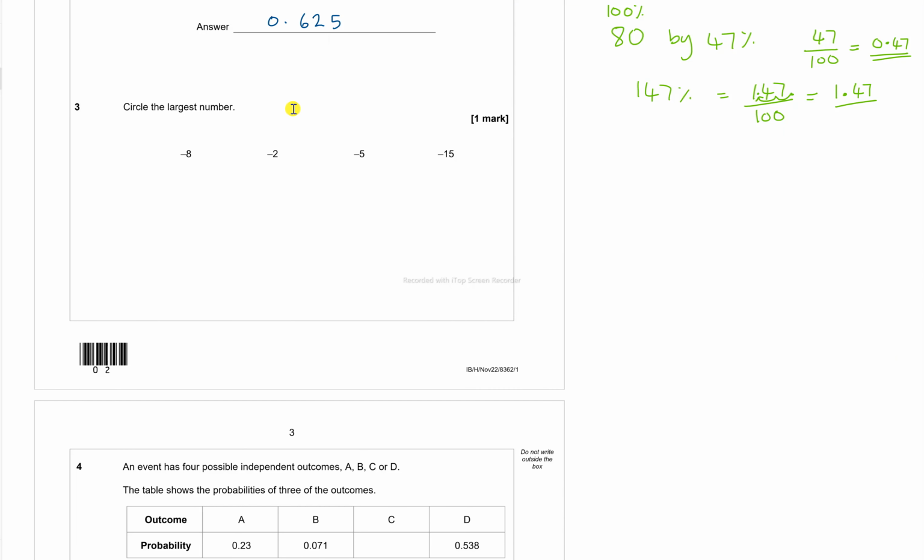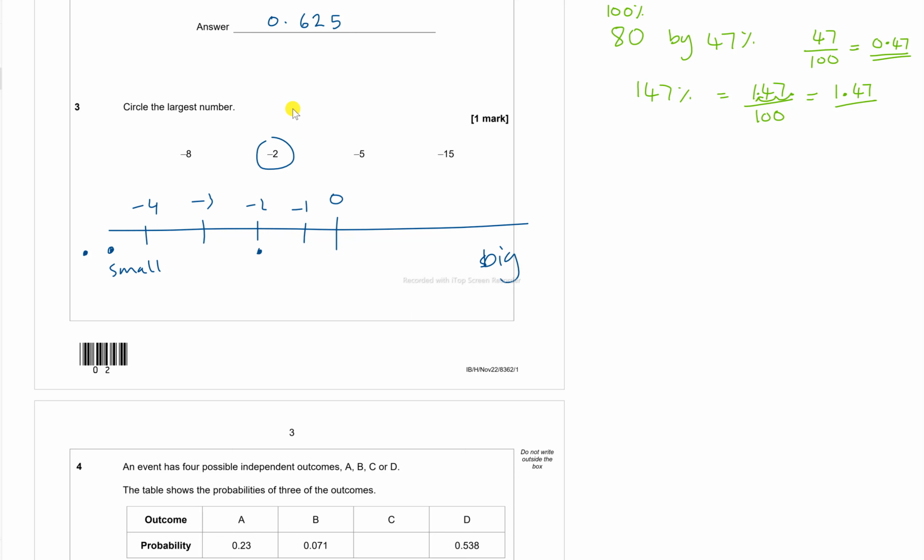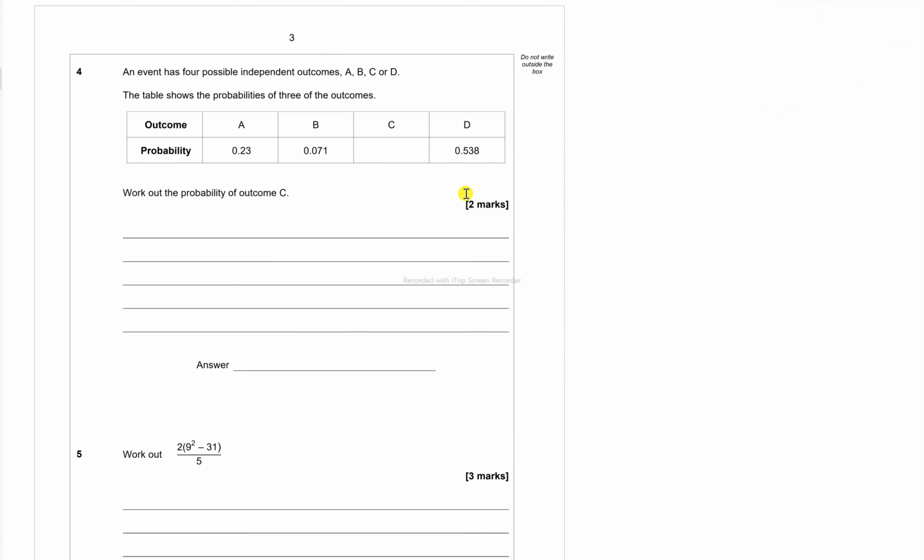Right, circle the largest number. This is an interesting one. So the largest number is -2. So if you've got your 0, -1, -2, -3, -4, and so on, these numbers are smaller. These numbers are bigger. So -2 is here, -5 will be here, -8 will be there, -15 will be there. So this is the biggest number, this is the largest number. Yeah, that's straightforward, that one.